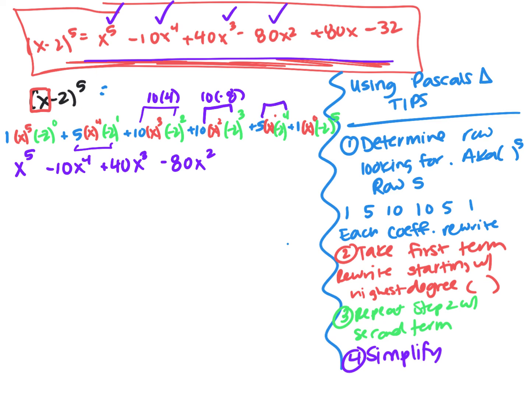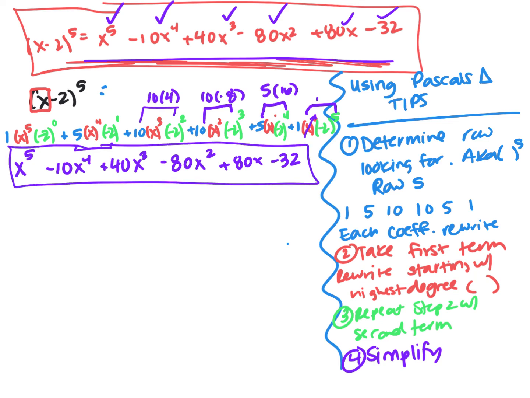And then here I have 5 times -2 to the 4th, which is 16, times x, and that's going to give me 80 as well, so plus 80x. And my last term: x to the power of 0 is 1, so I just have -2 to the 5th, which is -32. And look at that. We have the exact same answer without having to do all of those steps expanding.